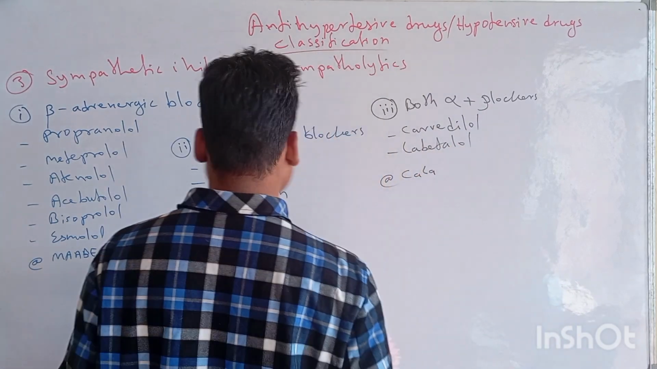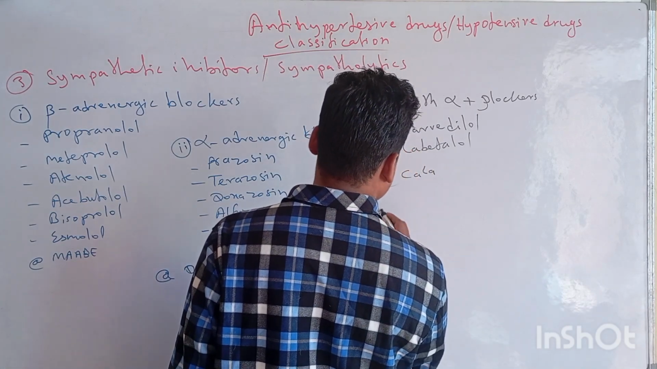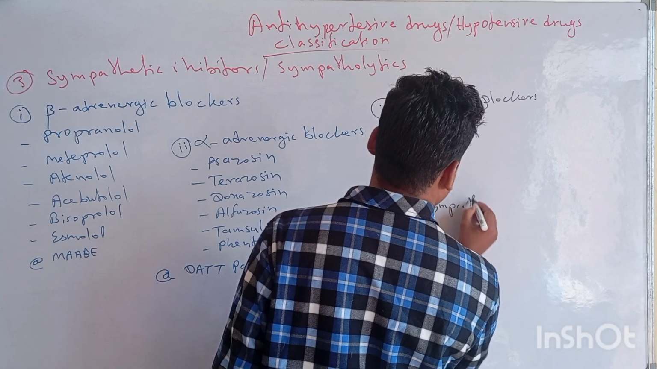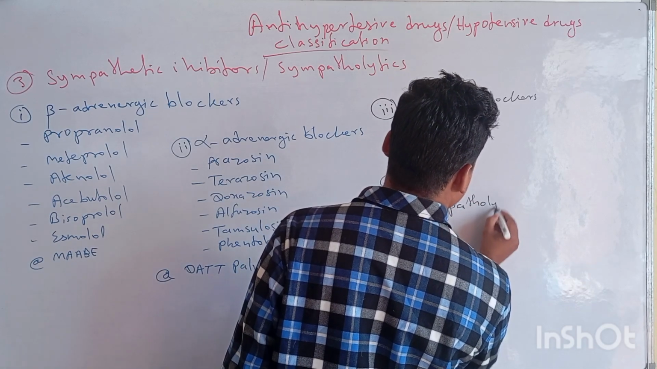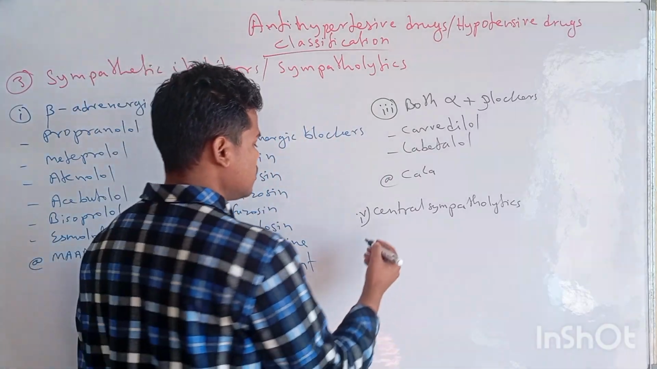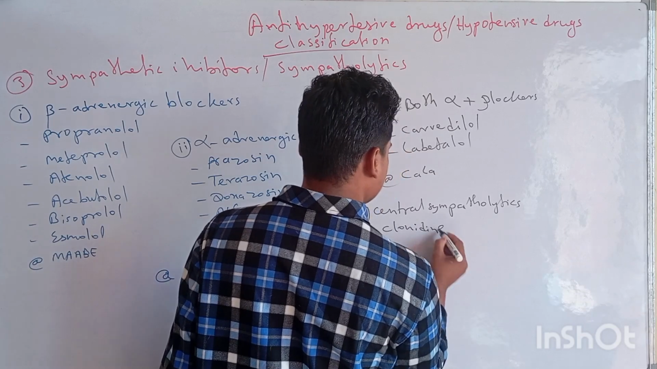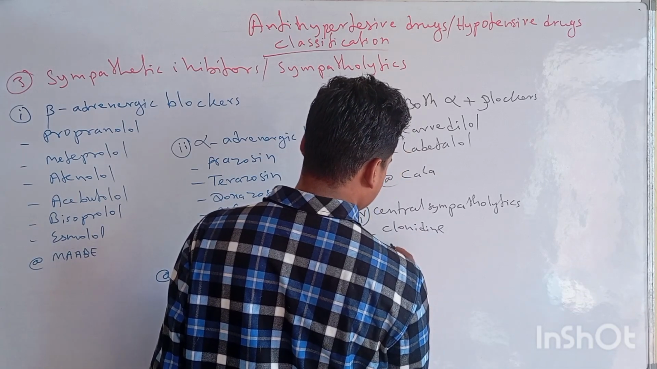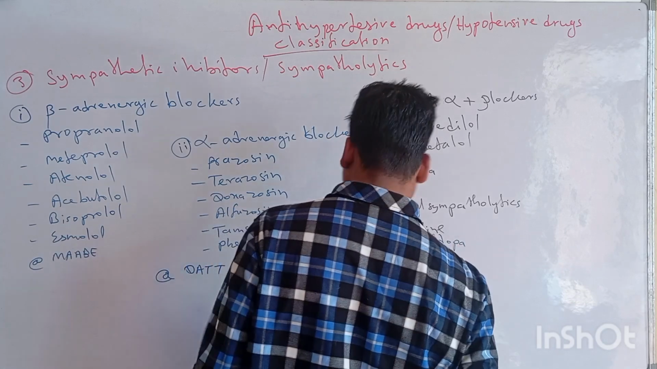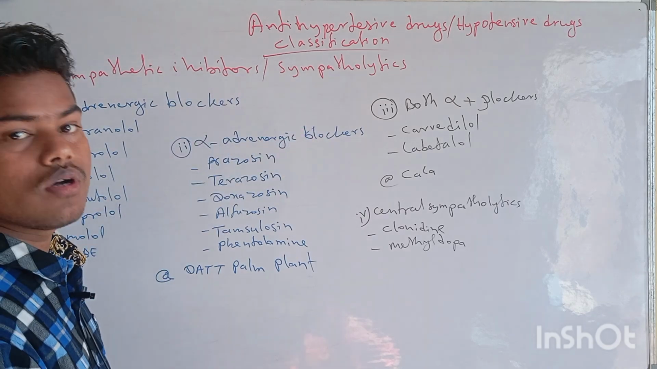And there is one more subcategory, that is central sympatholytics. Examples will be clonidine and alpha methyldopa or methyldopa. So these are the examples of sympathetic inhibitors or sympatholytics.